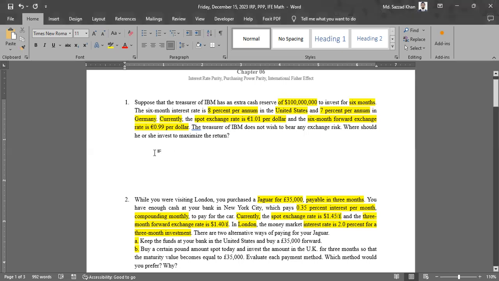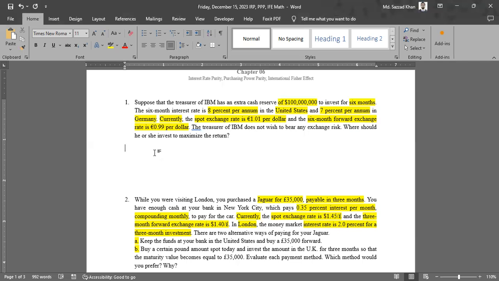Suppose that the treasurer of IBM, a company, has an extra cash reserve of 100 million, and they want to invest that for 6 months. So they have a 6-month time period in which they can invest their extra cash reserve of 100 million. The 6-month interest rate is 8% per annum. Per annum means this 8% is given on an annual basis, so we need to compound it for the period.